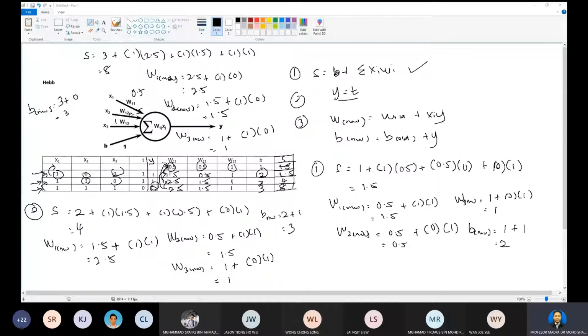For the perceptron. Okay, I copy screen first.